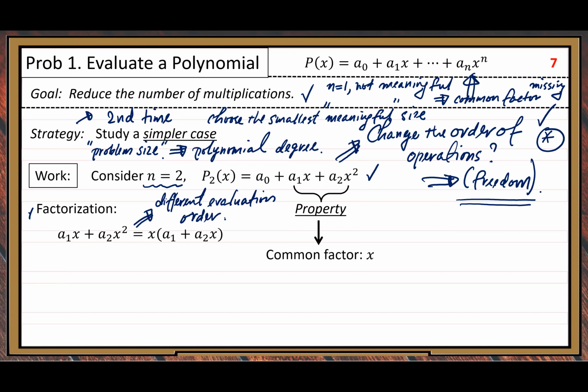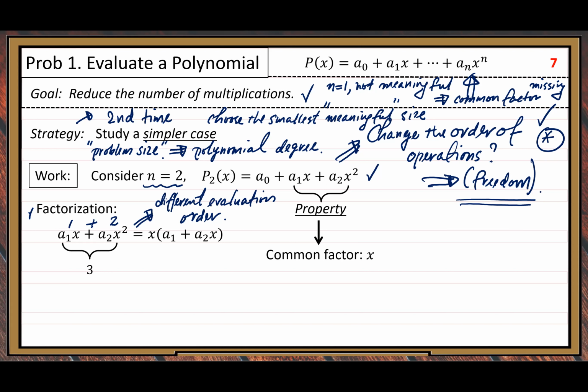Okay, this different evaluation order could give us a different number of multiplications. So let us do the counting here. For the left-hand side, how many multiplications? The first term, 1, we counted last time. Second term, 2. 1 plus 2, we have 3 multiplications.